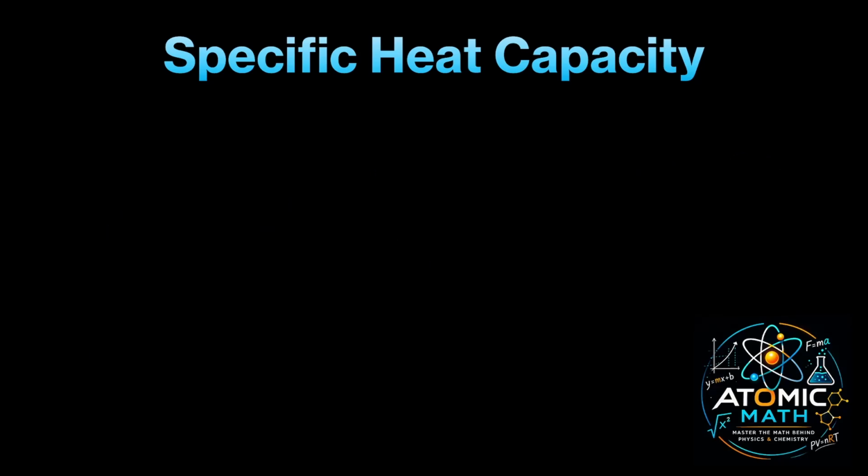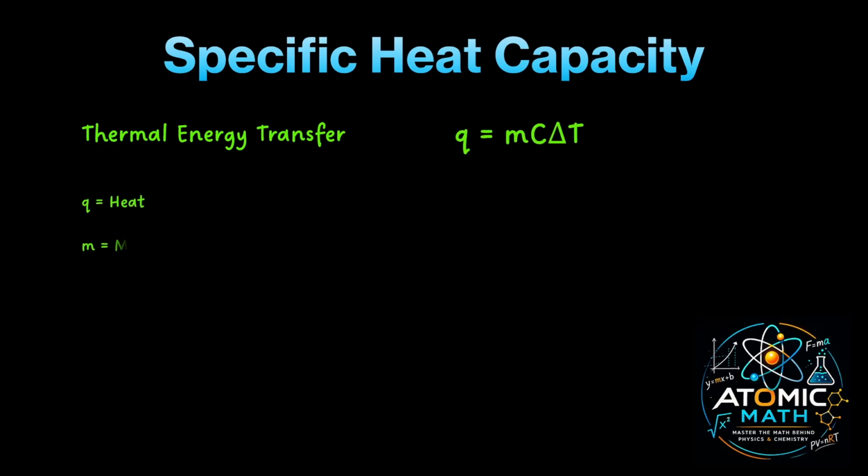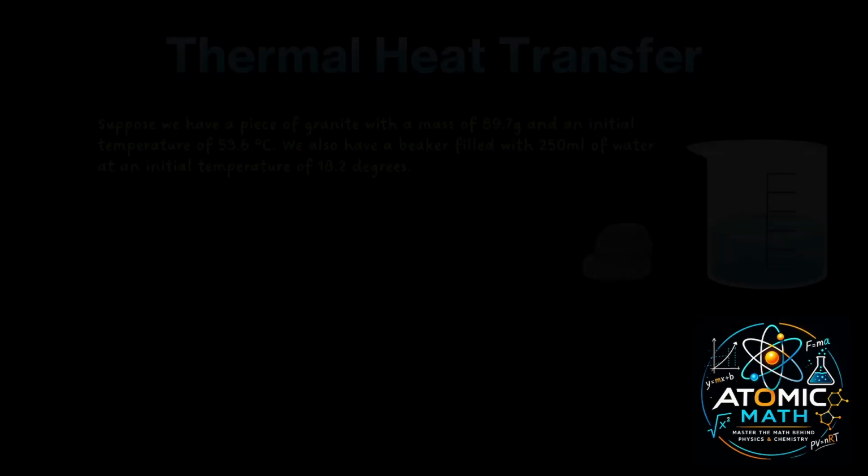So now let's look at something specific. Let's look at thermal energy transfer. And we can use this equation here for this. In this equation, Q is heat, m is your mass, c, of course, is your specific heat capacity, and T is your temperature. So let's look at how we could calculate an actual energy transfer with a real question.